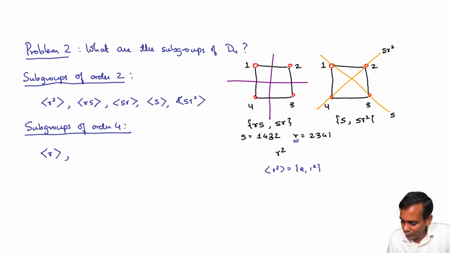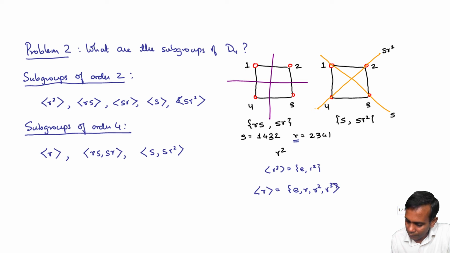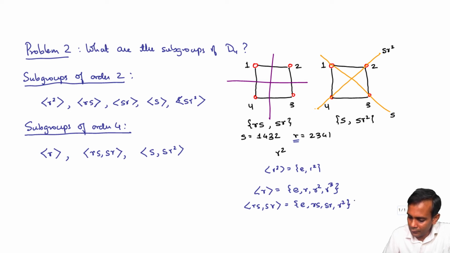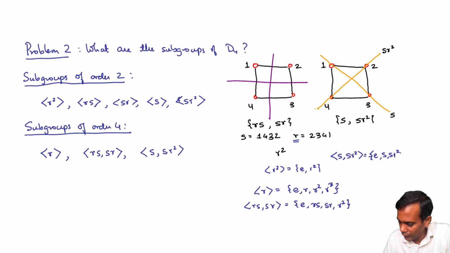And then if you look at these elements RS and SR, well, they commute. RS times SR is R squared, as is SR times RS. So they generate a subgroup of order 4. And then S and SR squared, they commute. S times SR squared is R squared, which is also SR squared times S. So the smallest subgroup containing these things. Just to be clear, the subgroup generated by R consists of 4 elements: E, R, R squared, R cubed. The subgroup generated by RS and SR consists of 4 elements: identity, RS, SR, and R squared. And finally the subgroup generated by S and SR squared consists of 4 elements: identity, S, SR squared, and R squared.